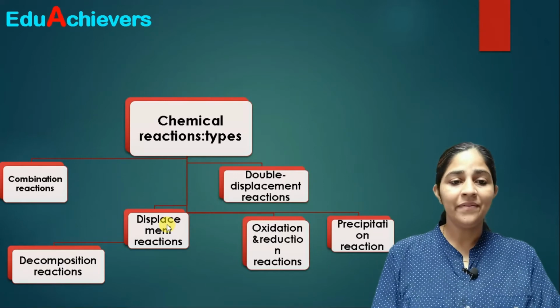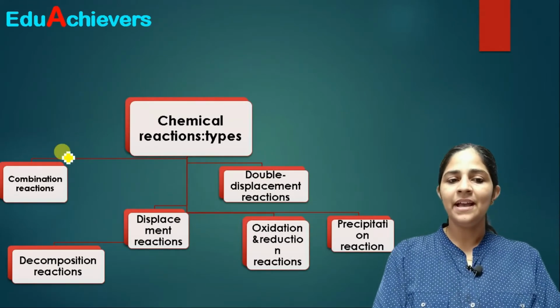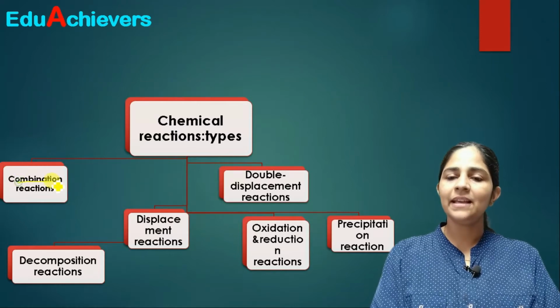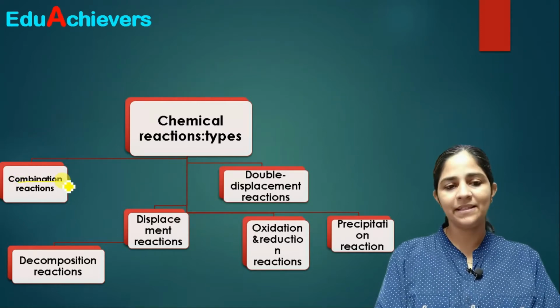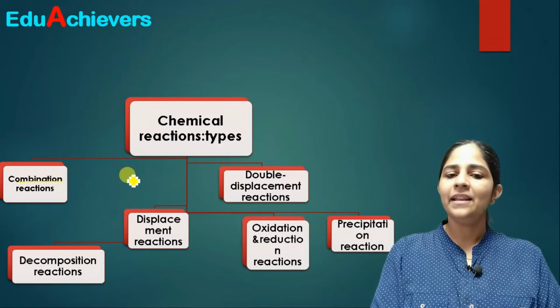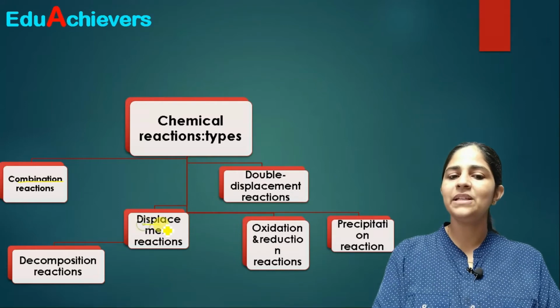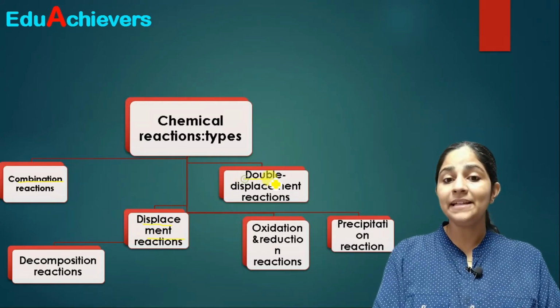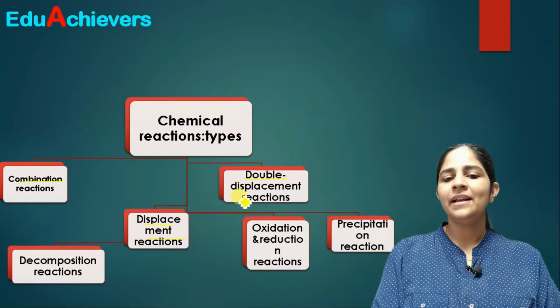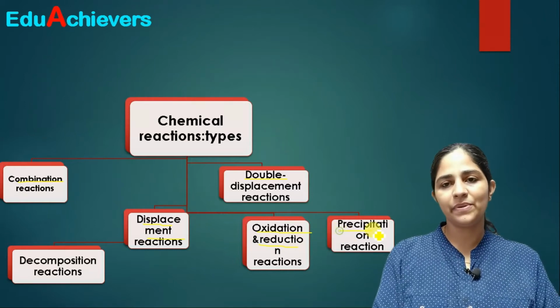When we discuss the different types of chemical reactions in further detail, these are the simple types. The first one is the combination reaction. In this video we will discuss combination in more detail; the word indicates that some compounds will be combining to form the product. The next one is decomposition reactions. Other reactions are displacement reactions, double displacement reactions, oxidation and reduction reactions, and precipitation reactions.